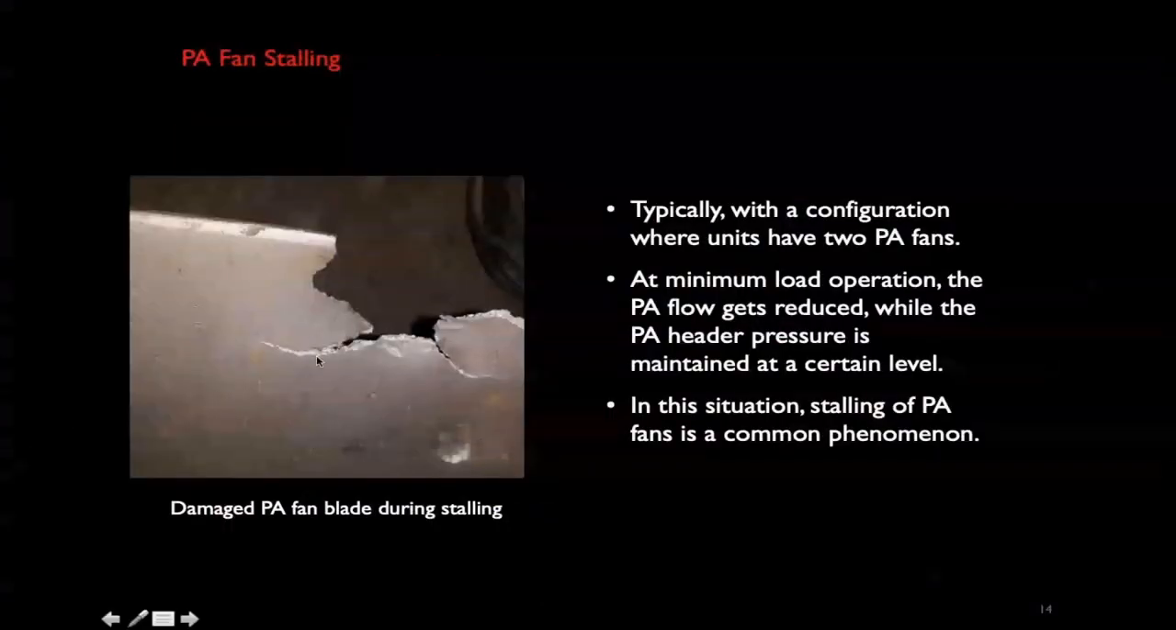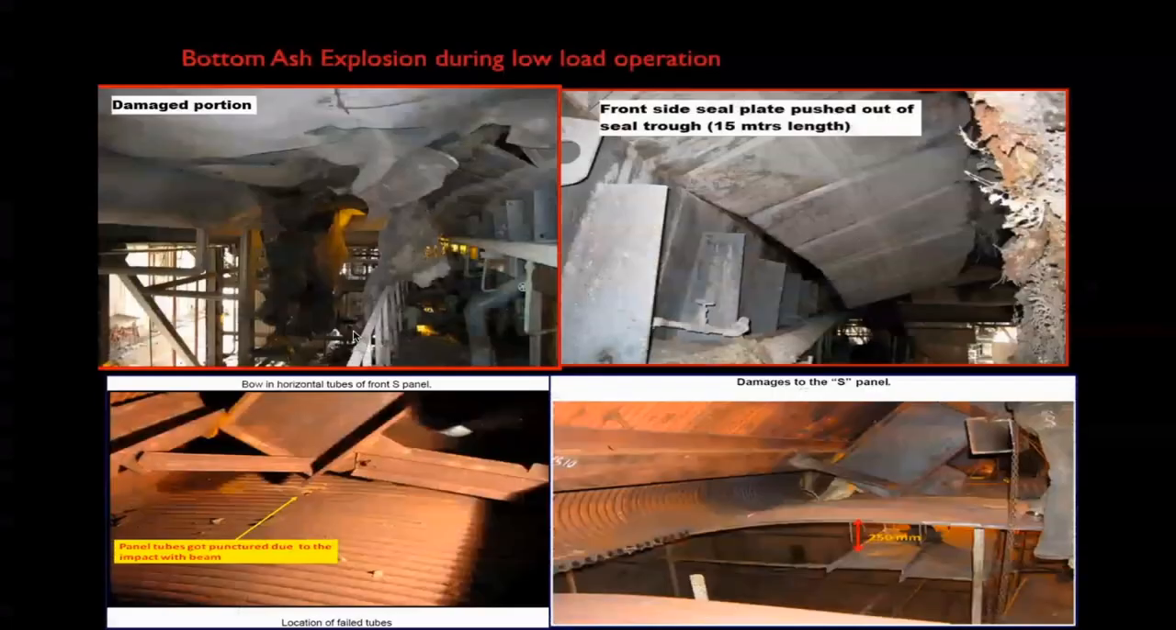This is another incident. This is a primary air fan. This has been damaged due to stalling of the PF flow. And this typically happens during low load operation. Portion where there was an explosion in a power station.